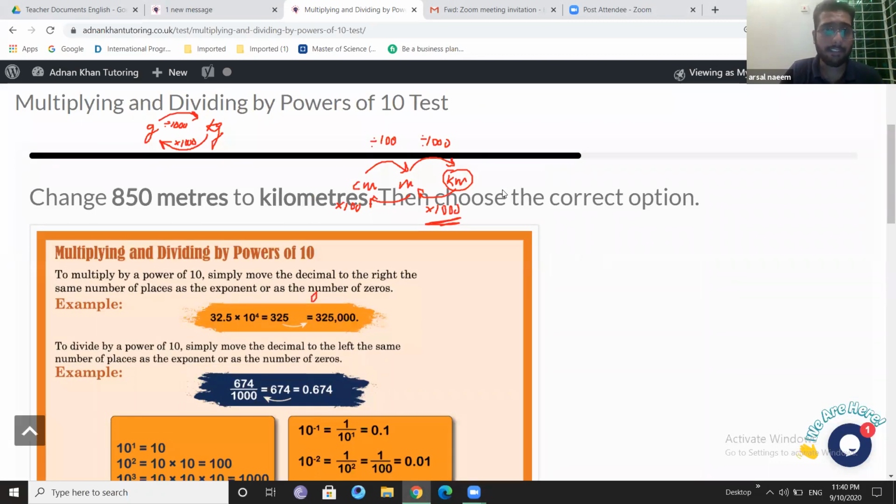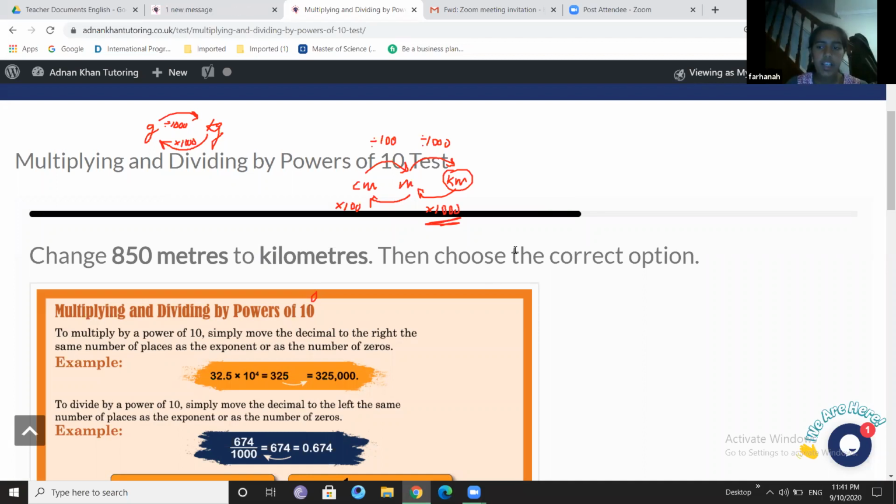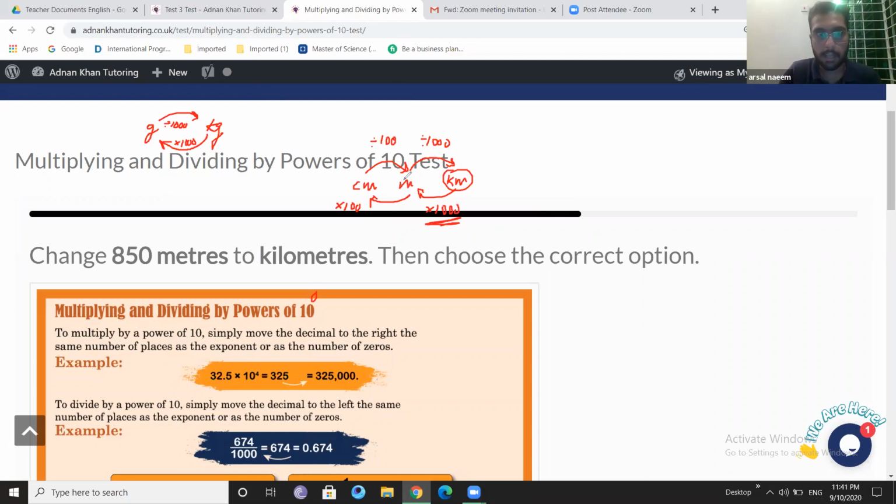So again, we are having something in the meters and the kilometers. So let's see. Can Farhana do this one? Hello? Hello, I can hear you.